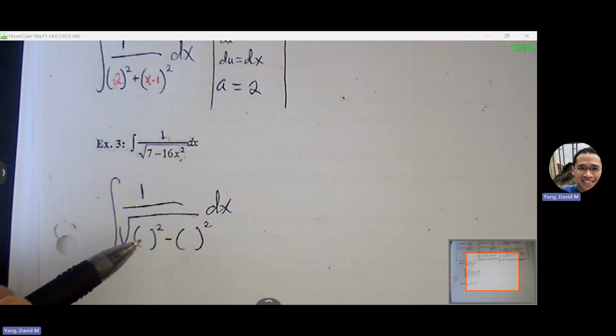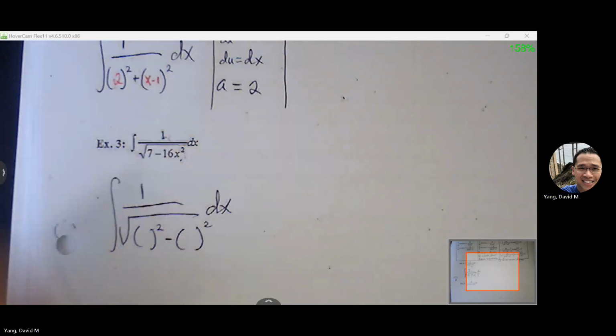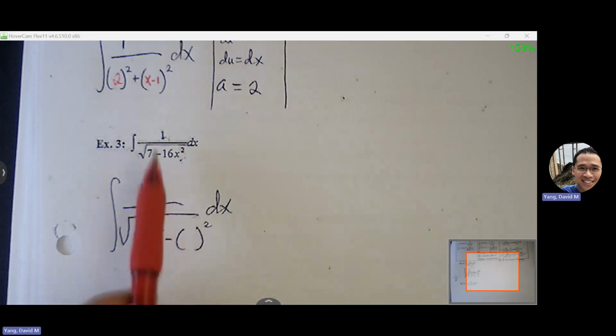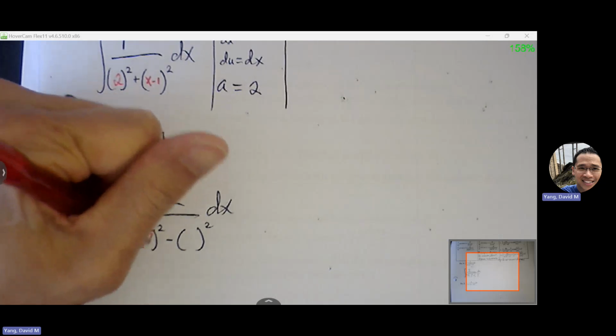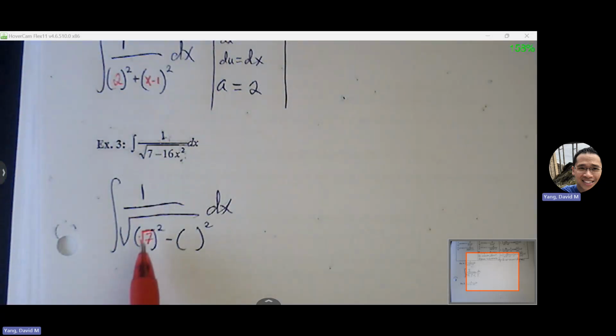All right, what can I store in here so that if I squared it, I'm going to get a 7? So 7 squared would be 49. So what can I put in here? Root 7. Okay. Yeah, so root 7, because let's double check it. Root 7 squared equals 7. So that's going to be our a value.